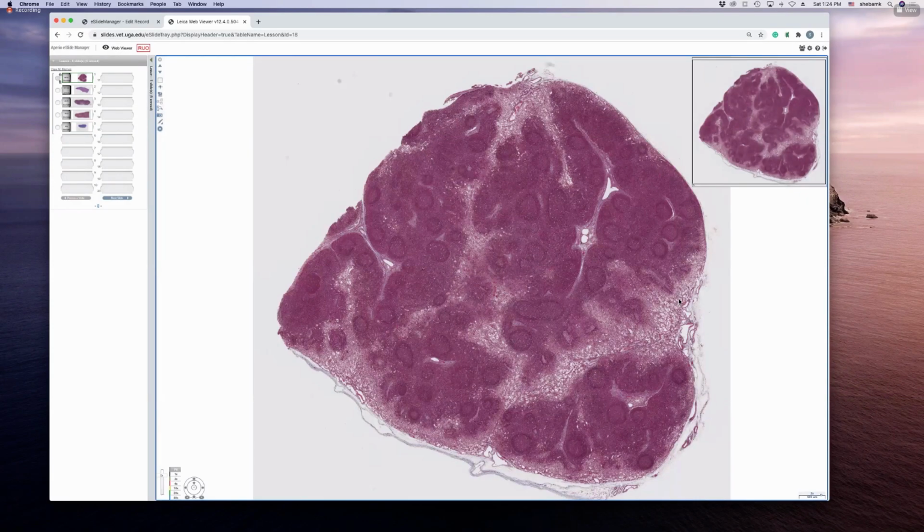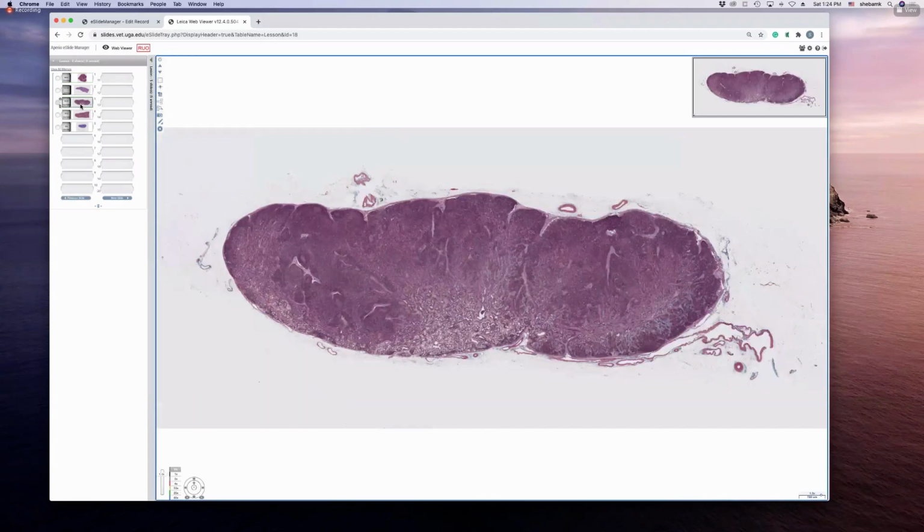So let's look at this lymph node. Here, I think this one is from a pig. Okay, the medulla looks like it's on the outside, and the cortex looks like it's on the inside. That's because that's how pigs are. Their arrangement is kind of inversed or reversed. So let's look at this one.